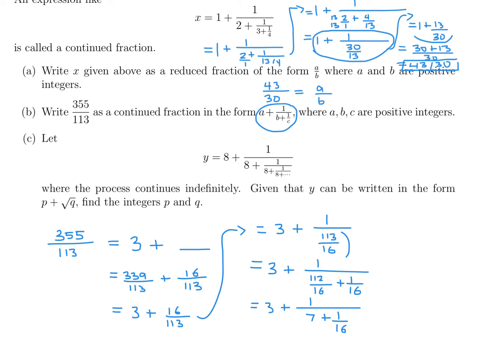Yeah, because this is of the form a plus 1 over b plus 1 over c. And in this case, my a is 3, my b is 7, and my c is 16. Okay, good.